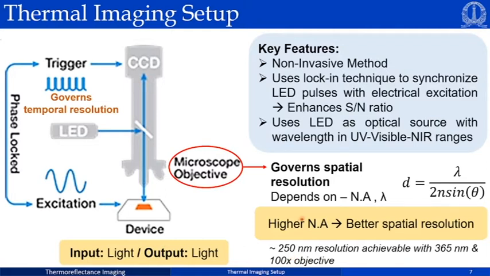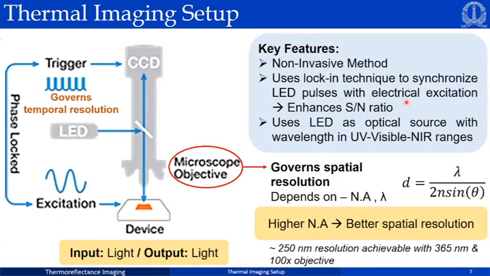Okay, so let us briefly summarize the key features. The thermo-reflectance imaging is a non-invasive method. It just shines light, measures reflection. It uses a lock-in technique to synchronize LED pulses with the electrical excitation. What happens in lock-in technique? It enhances the signal to noise ratio, and it allows us to have multiple cycling of measurements done.